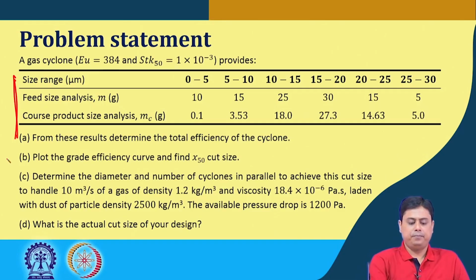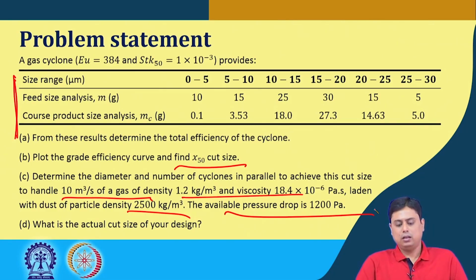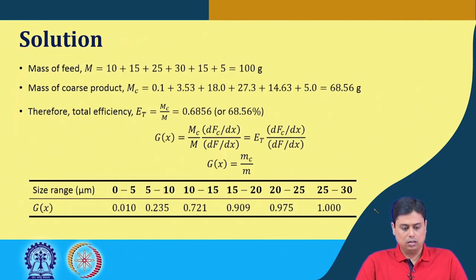Now, determine the diameter and number of cyclones in parallel to achieve this cut size, that is this equiprobable size, to handle a certain flow rate of known density, known viscosity and known particle density. The allowable pressure drop is also mentioned. So, it is a combination of the last two problems that we did. So, let us quickly go through this example and see whether you can do it yourself.